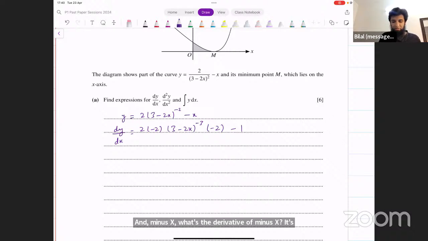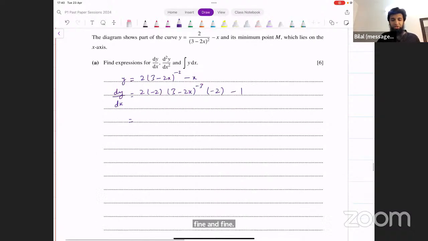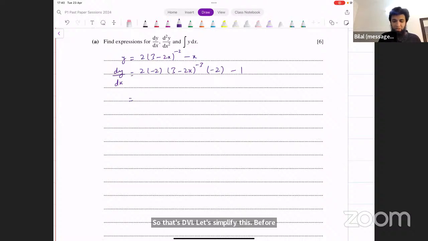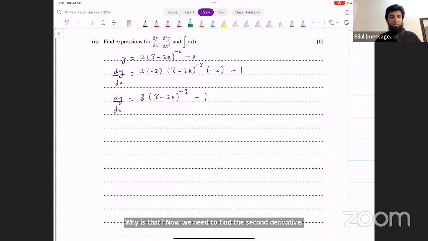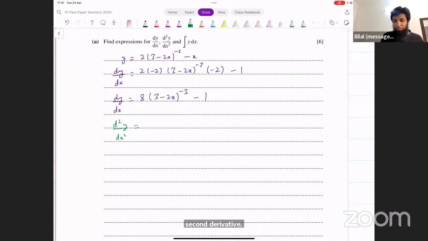Let's simplify this before we differentiate it again. It becomes 2 into minus 2 into minus 2, that will be 8 into 3 minus 2x whole raised to power minus 3, minus 1. That is dy over dx. Now we need to find the second derivative. Let's differentiate it once more. That will give us the second derivative, d square y over dx square. Let's see what that turns out to be.